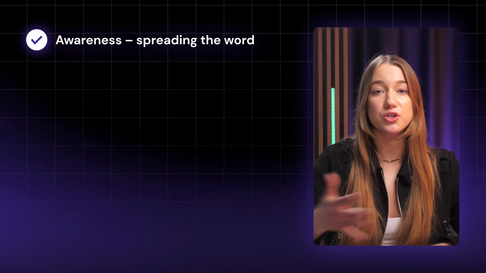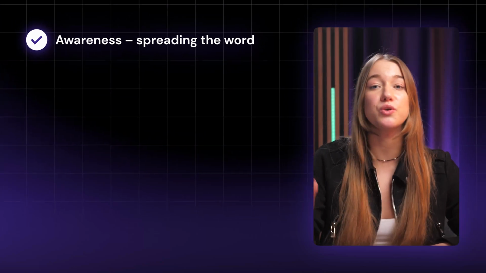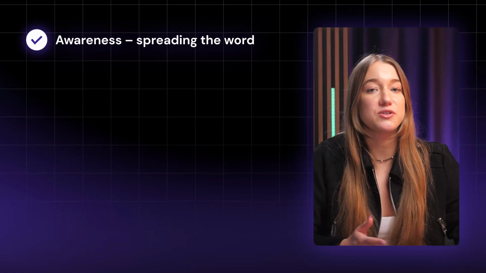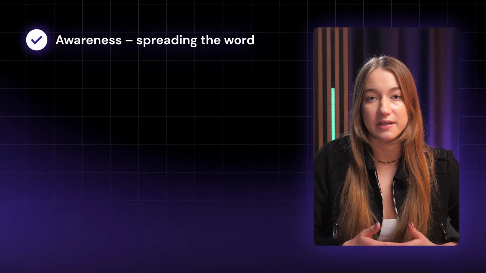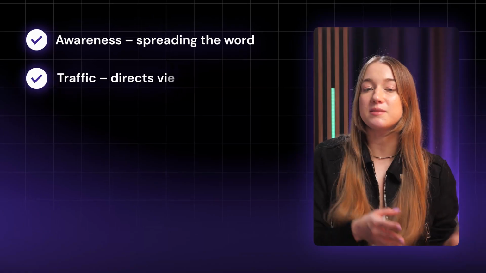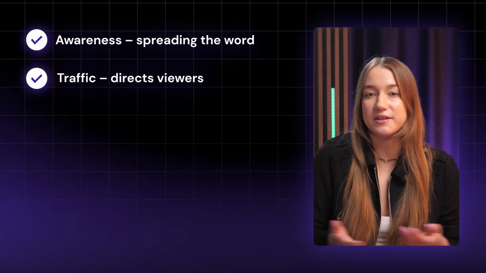Now, the first objective here is awareness. Now, it's great if you're launching something new and just want people to know you exist. Now, with this campaign objective, Meta will show your ad to as many people as possible who are likely to remember it. So according to the algorithm, basically. Now, the second one is traffic. Now, this one sends people to a specific destination like your website, product page, or blog, for example.